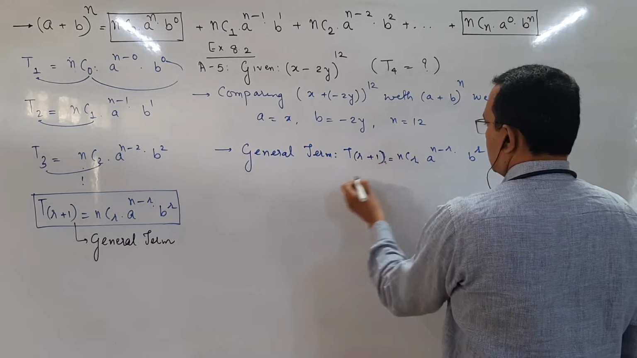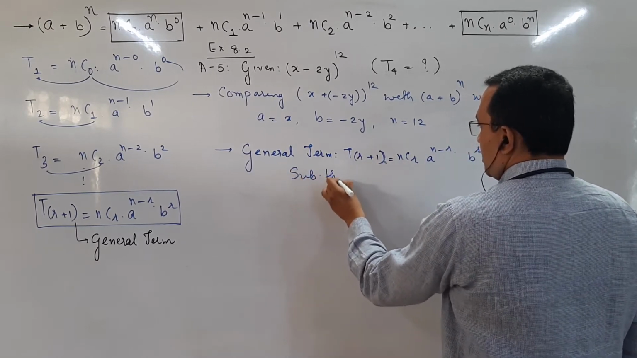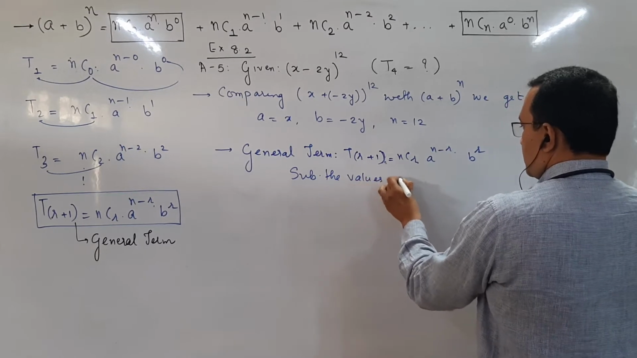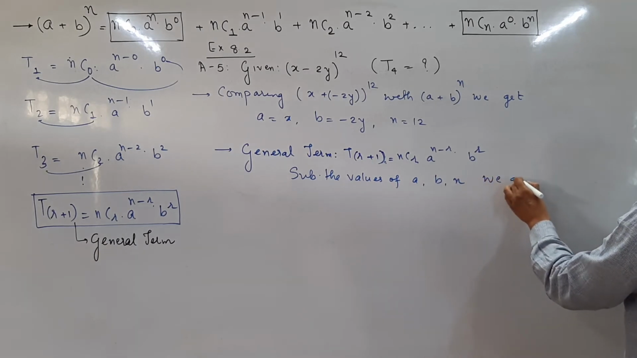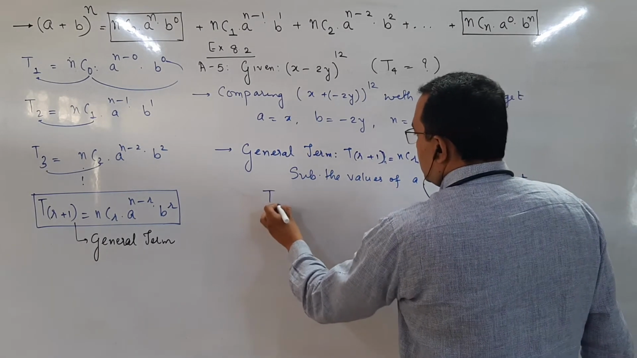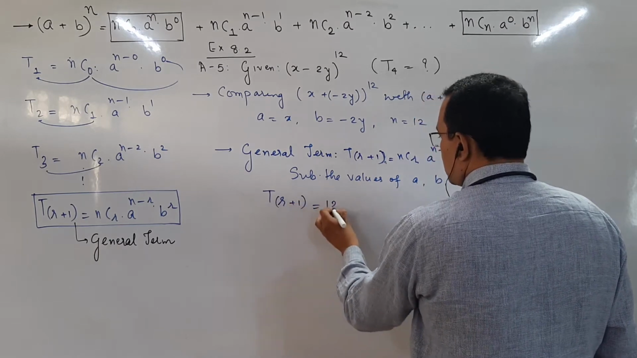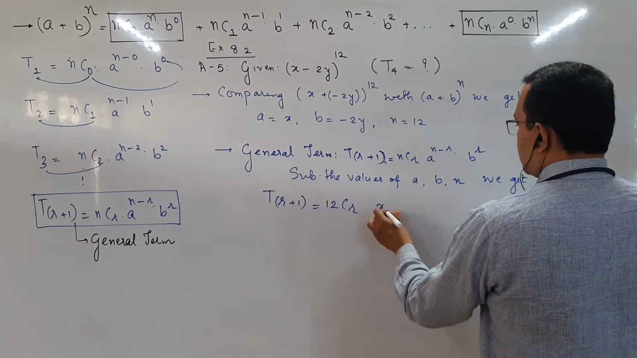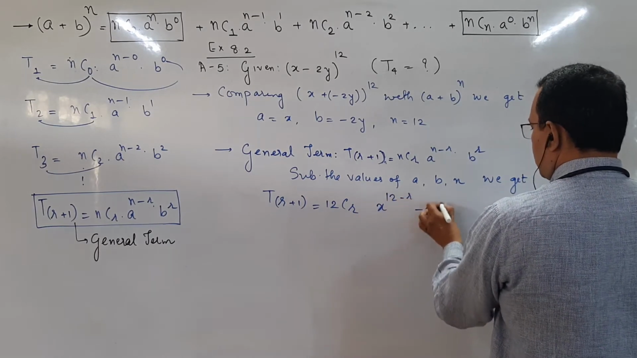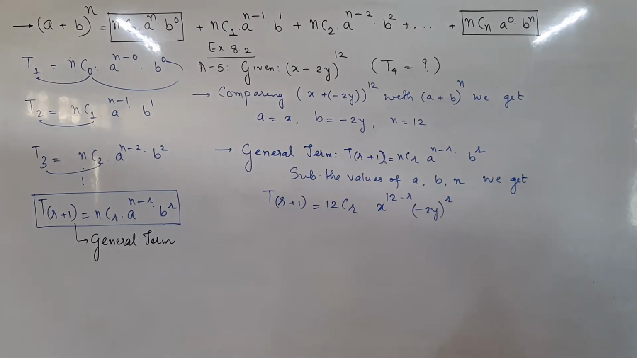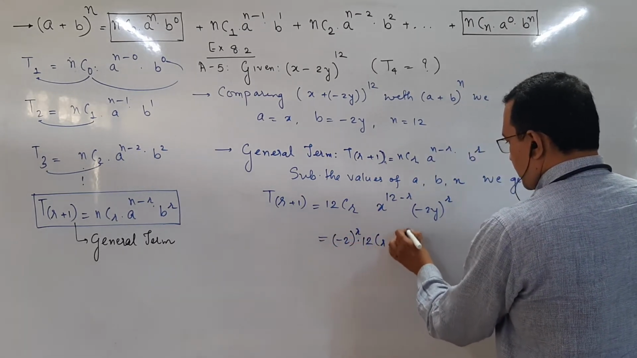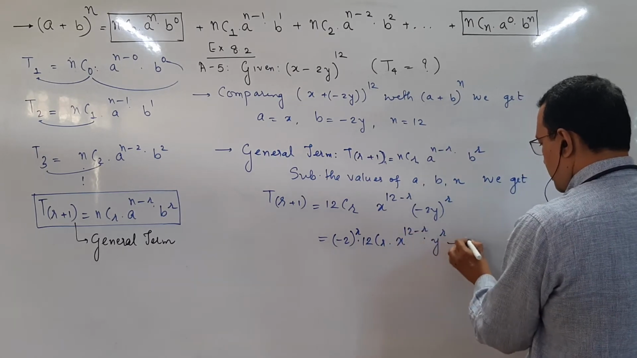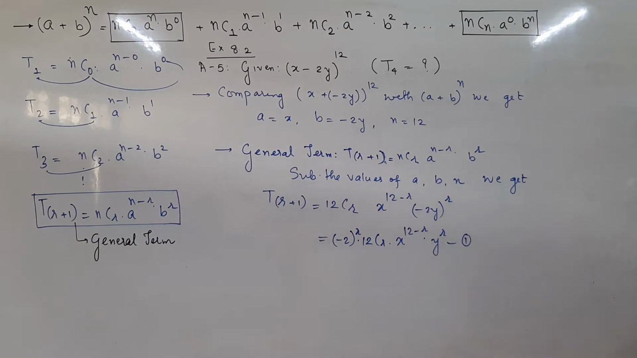Substituting the values of A, B and N, we get T(R+1) is 12CR, A is X raised to 12 minus R, B is minus 2R raised to R. I can further simplify and write this as minus 2 raised to R, 12CR, X raised to 12 minus R, minus 2R. So this is our general term.